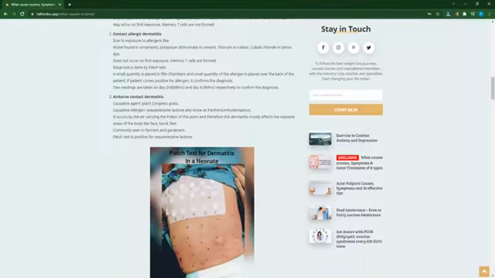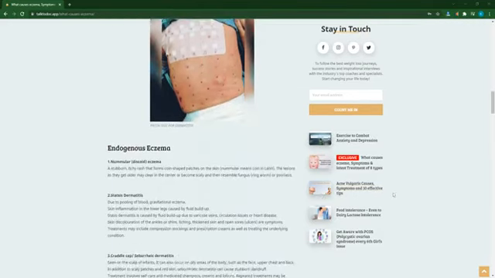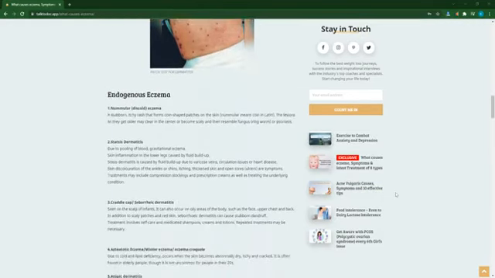2. Stasis dermatitis. Due to pooling of blood. Gravitational eczema. Skin inflammation in the lower legs caused by fluid buildup. Stasis dermatitis is caused by fluid buildup due to varicose veins, circulation issues, or heart disease. Skin discoloration of the ankles or shins, itching, thickened skin, and open sores, ulcers are symptoms. Treatments may include compression stockings and prescription creams, as well as treating the underlying condition.